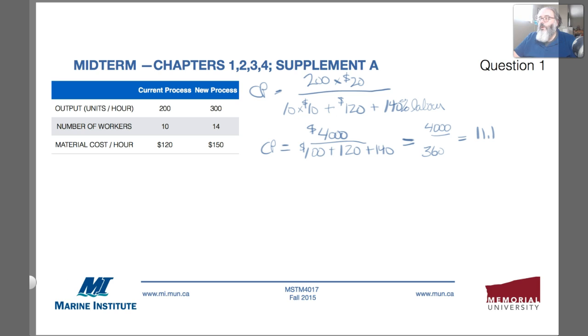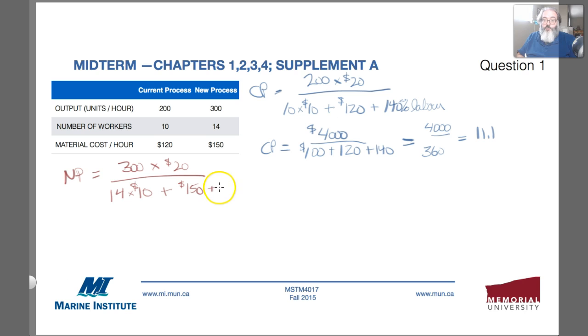Now we also have to work it out for the potential new process. So the new process, we're just going to do the same math. It's going to be 300 units times $20 a unit. That's the sale price given in the question. Our labor in this case is going to be 14 workers times our $10 an hour per worker. We're going to add in our cost per hour, which is given in the question, is $150 an hour. That's our material cost. And then we have to add it in again at 140% of labor.